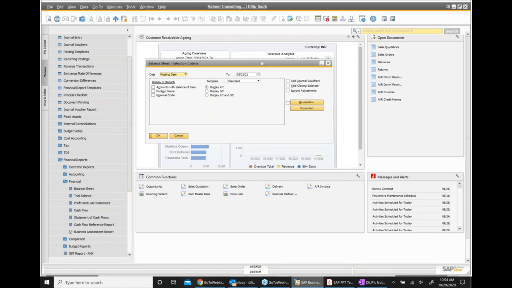Now, apart from the date, we also have a different selection parameter. Do we want it in the local currency, system currency? Do I want both currencies? So you have a choice. We talk about what is local currency and what is system currency. I want to display, for example, both. So you can get your balance sheet in local currency and system currency both.